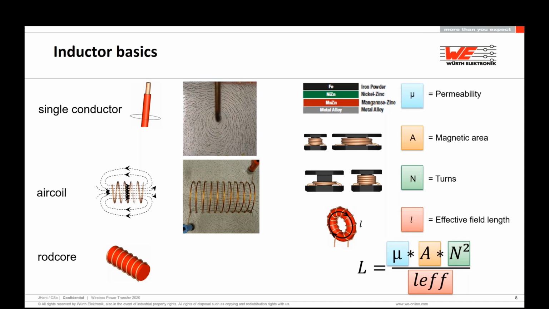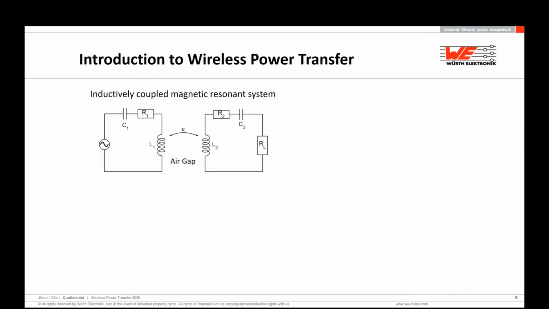This kind of coil by itself will not be used for wireless power. We need two coils. These two coils are used in a wireless power transfer system. In this transfer system, we will have a primary side and a secondary side. It's like a transformer with a big air gap. And these two, primary and secondary sides, are coupled with a K factor.